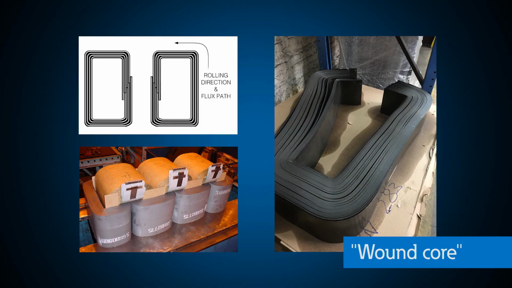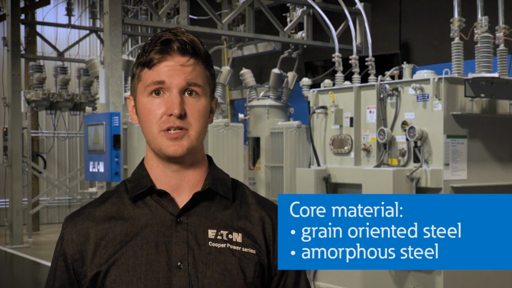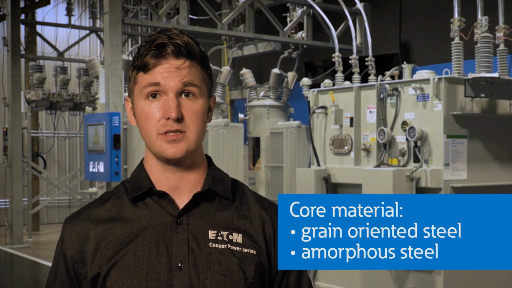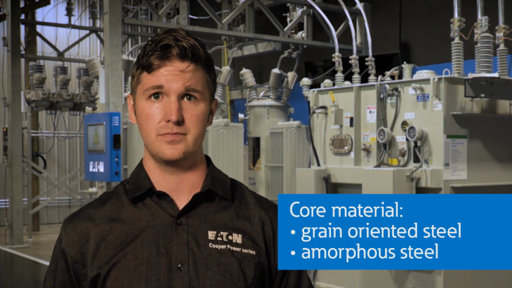Wound cores are fabricated from a continuous strip of wound core steel. The strip is split into many individual layers which are wrapped concentrically to create the transformer core. Most often, in a five-legged configuration, the wound core can be used for YY and grounded YY configurations. The core material can either be grain-oriented silicon steel or amorphous steel.